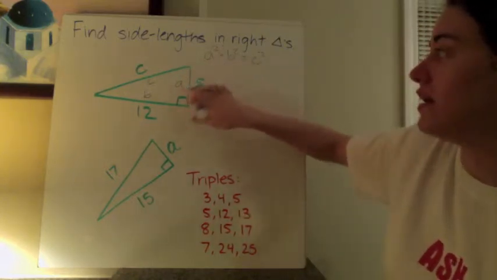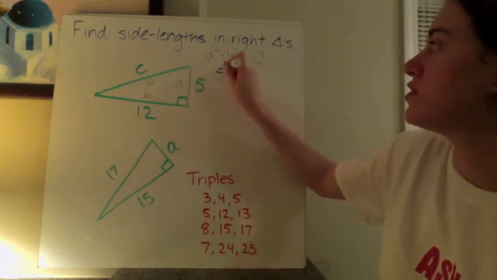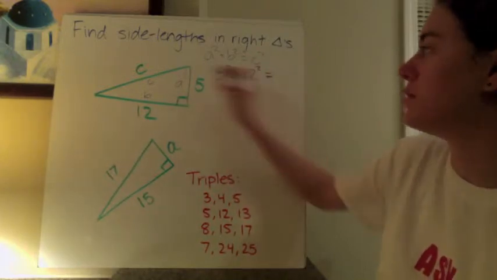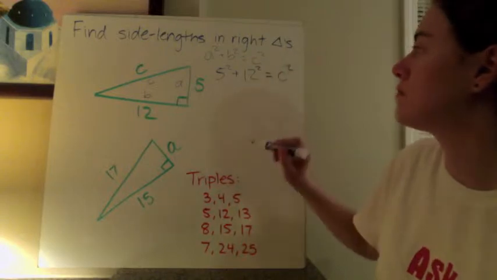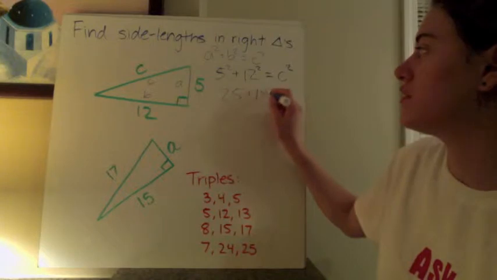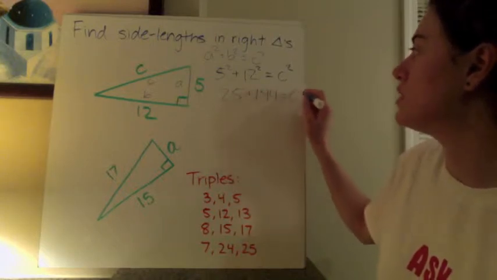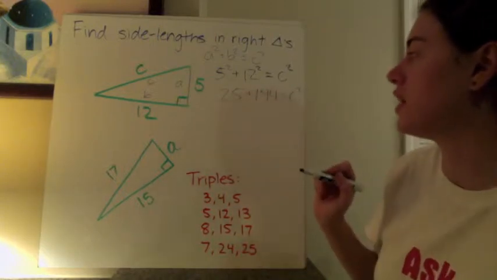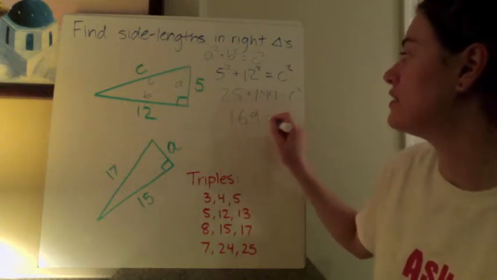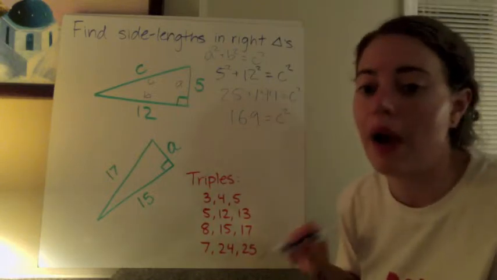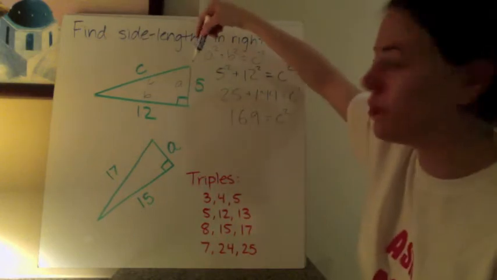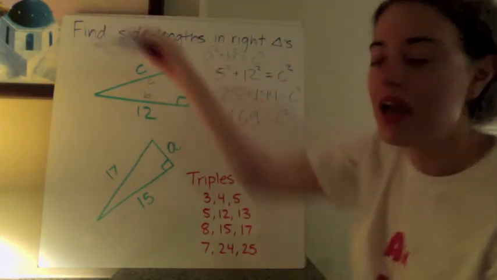From here, A squared would be 5 squared plus 12 squared is going to be equal to C squared. 5 squared is 25. 12 squared is 144, is equal to C squared. 25 plus 144 is 169, is equal to C squared. Now, I'm not interested in C squared. Again, C squared would be the area of a square coming off of here. That's not what I want.